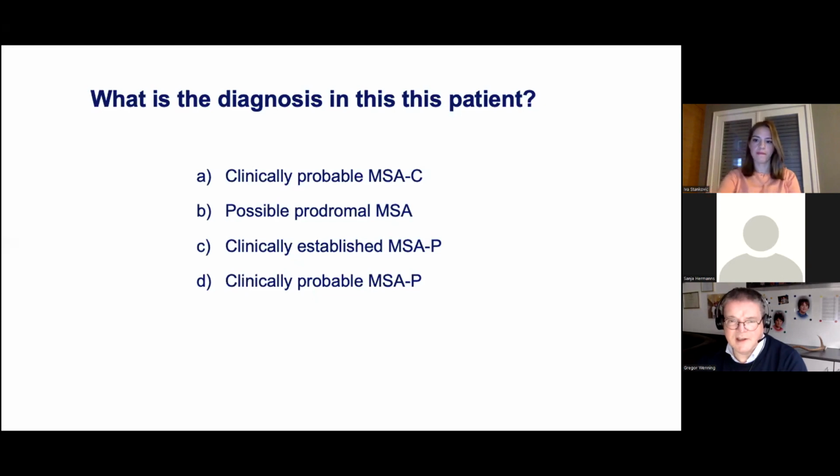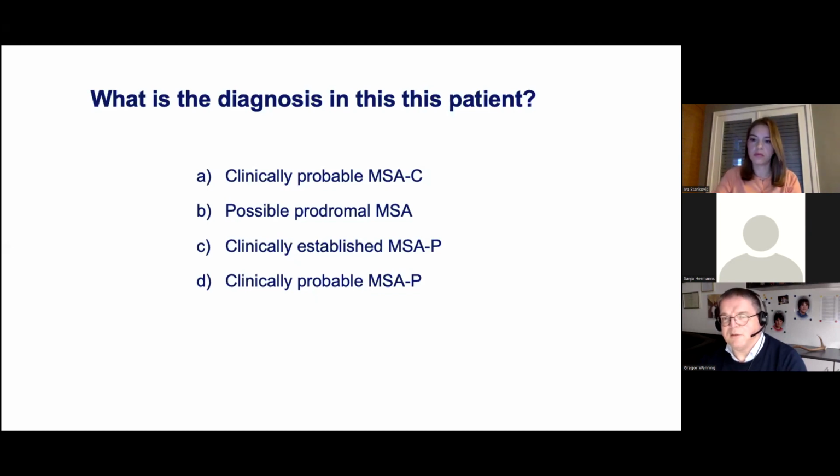So what is your diagnosis now? We need to wait another few seconds. Clinically probable MSA-C, possible prodromal, clinically established MSA-P, or clinically probable MSA-P. We just wait now. So 40% have already voted, just a few seconds more, and then I will show the results. Here they are.